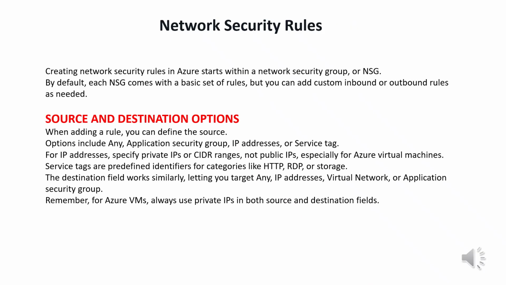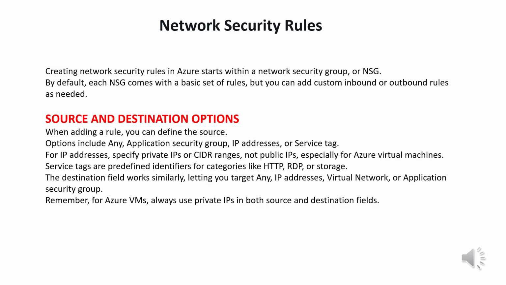Creating network security rules in Azure starts within a network security group, or NSG. By default, each NSG comes with a basic set of rules, but you can add custom inbound or outbound rules as needed. When adding a rule, you can define the source. Options include any, application security group, IP addresses, or service tag. For IP addresses, specify private IPs or CIDR ranges, not public IPs, especially for Azure virtual machines. Service tags are predefined identifiers for categories like HTTP, RDP, or storage.